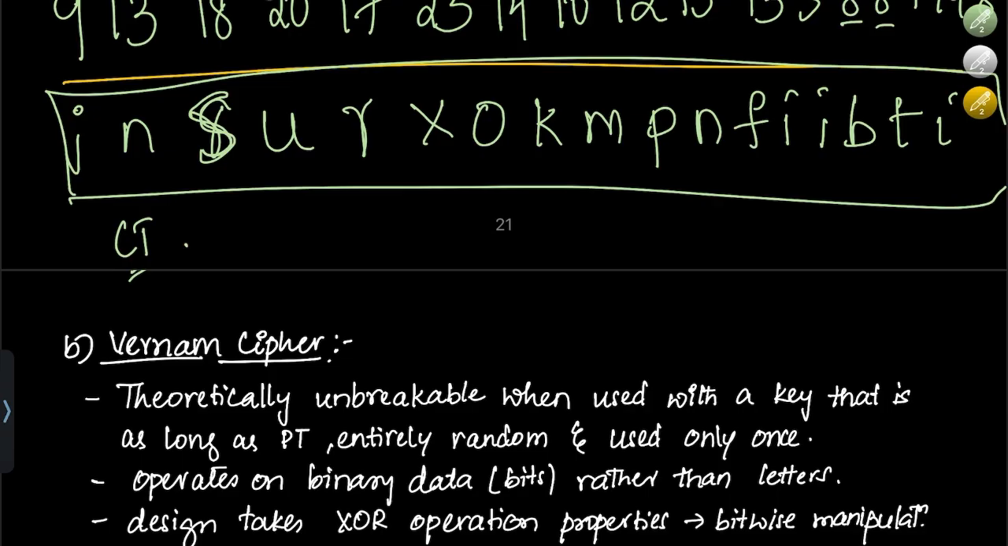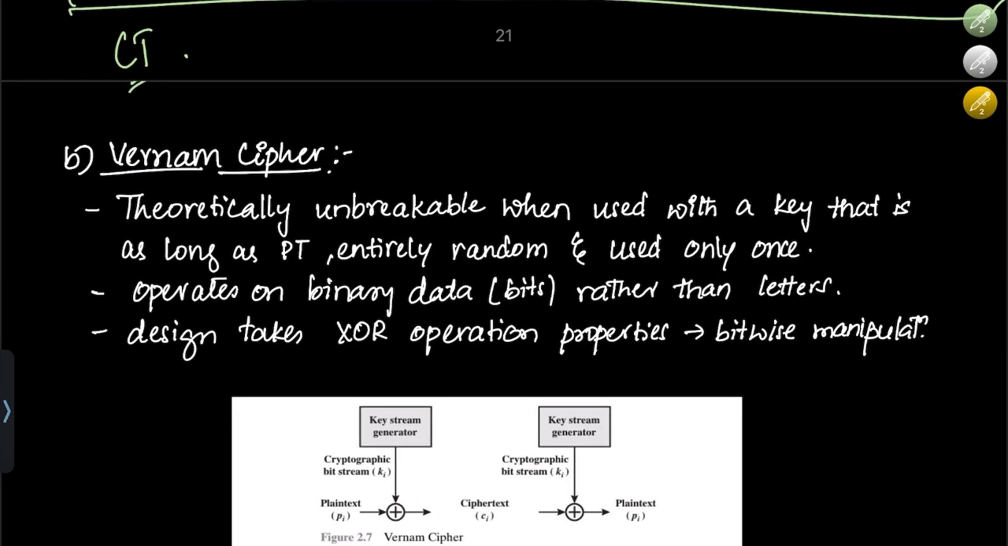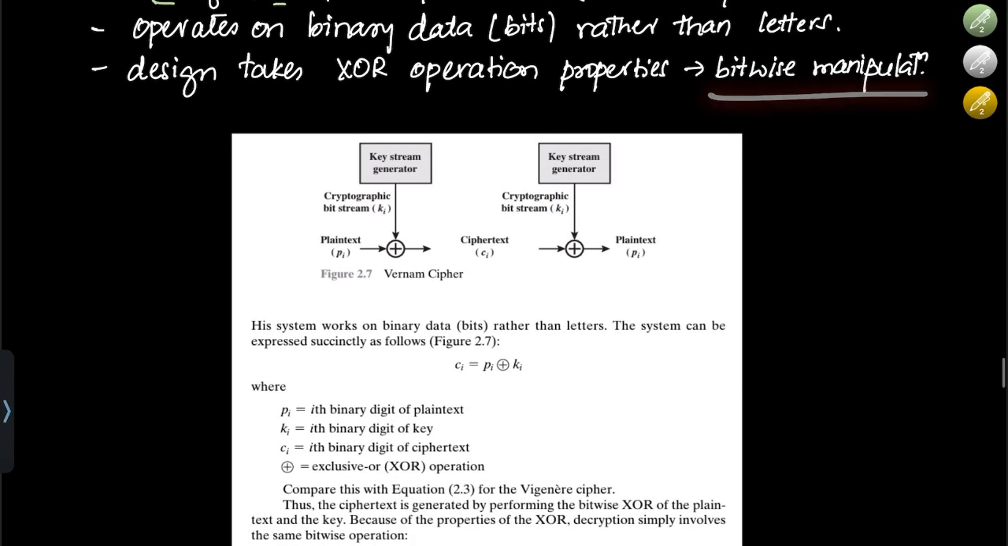Now let's look into the Vernam cipher. The Vernam cipher is a polyalphabetic cipher known for being theoretically unbreakable when used with a key that is as long as the plaintext, entirely random and used only once. This cipher was invented by AT&T engineer Gilbert Vernam in 1918, and it operates on binary data, that is in bits rather than on letters. This design leverages the properties of XOR, the exclusive OR operation, which allows both encryption and decryption through simple bitwise manipulation.